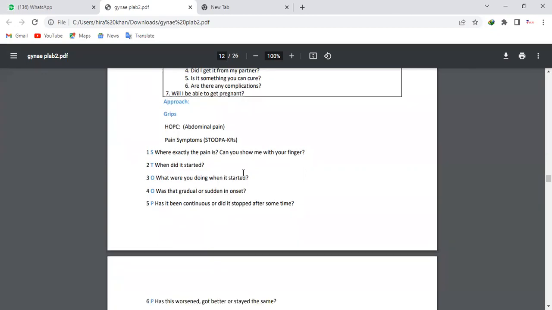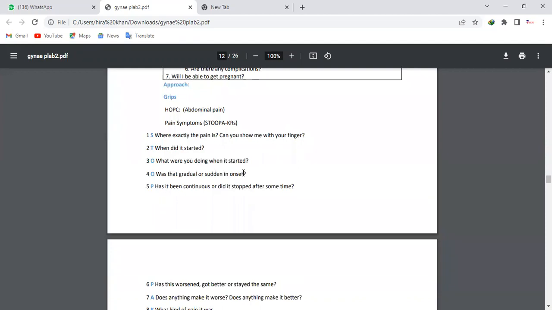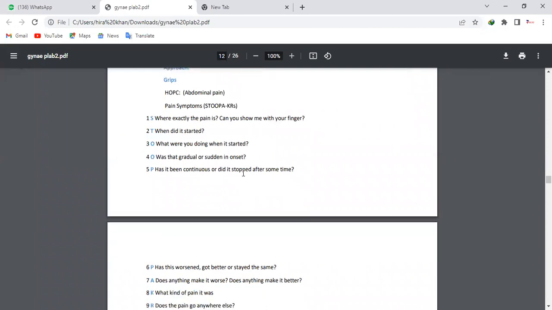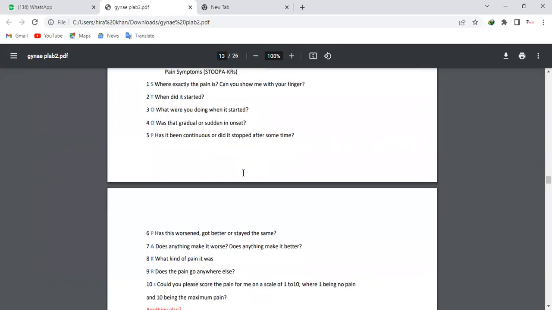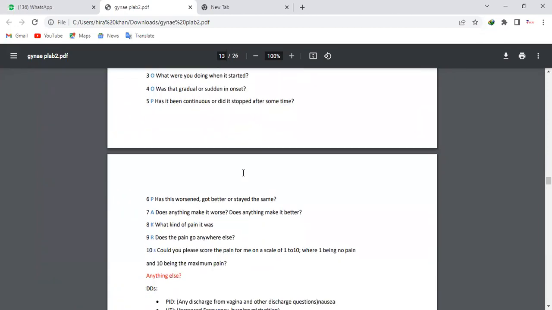Then ask questions about where exactly the pain is. Can you show me with your finger? When did it start? What were you doing when it started? Was it sudden or gradual? Has it become continuous or did it stop afterwards? Has this worsened, got better, or stayed the same? Does anything make this worse? And does anything make it better? And what kind of pain was it? Does the pain go anywhere else? Could you please score your pain for me?